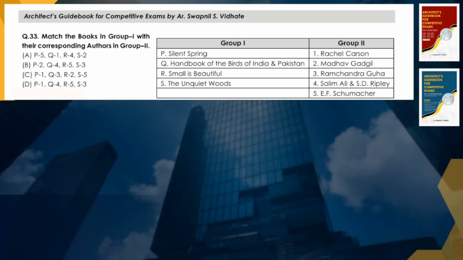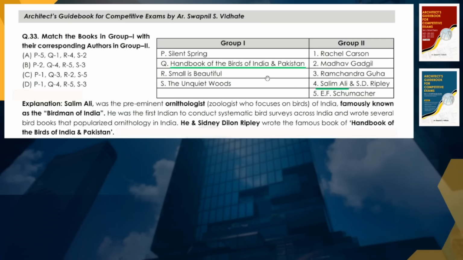The only known author for me, as I'm considering myself as appearing for this GATE exam. You can see the Handbook of the Birds of India and Pakistan, and the author mentioned at serial number 4 in group 2, Salim Ali. This is the name which is associated with the birds, right? Because Salim Ali was the prominent ornithologist and zoologist who focused on birds of India, and he is famously known as the Birdman of India.